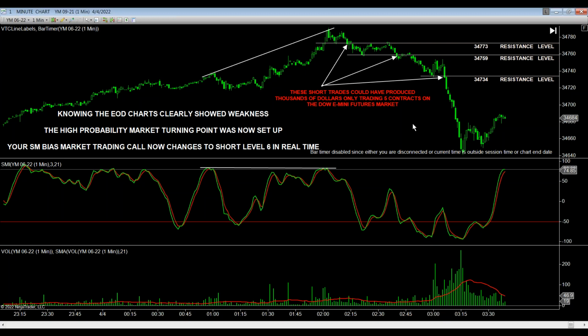The high probability market turning point was now set up. Your smart money bias market trading call now changed to short level 6 in real time. This is how a true professional identifies a real opportunity in the form of a true high probability trade that's greater than 80%. People, we need to be 80% or greater on every single trade in order to be one of the best. That's it. That is exactly it.